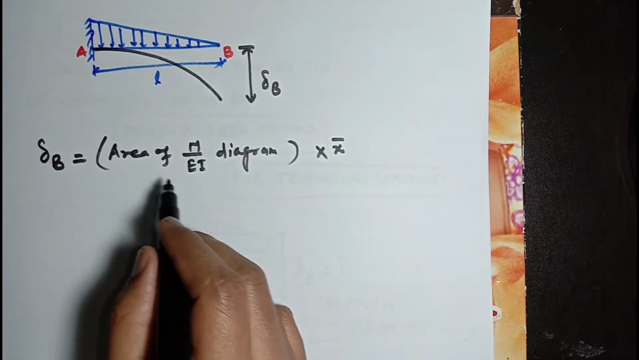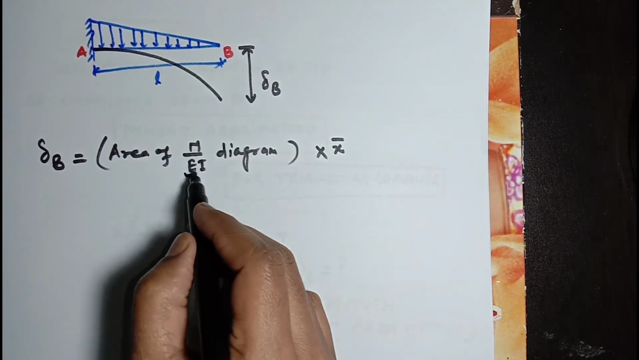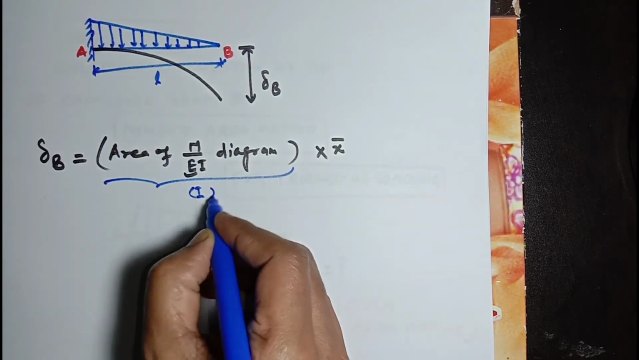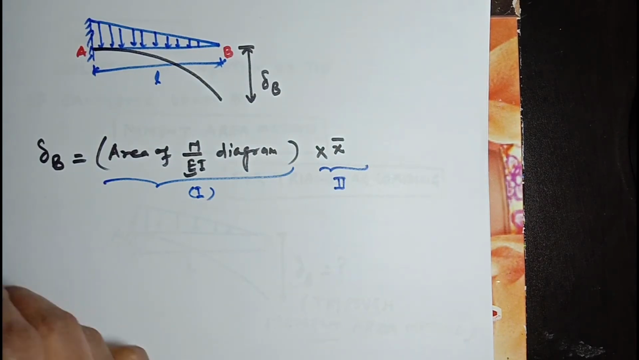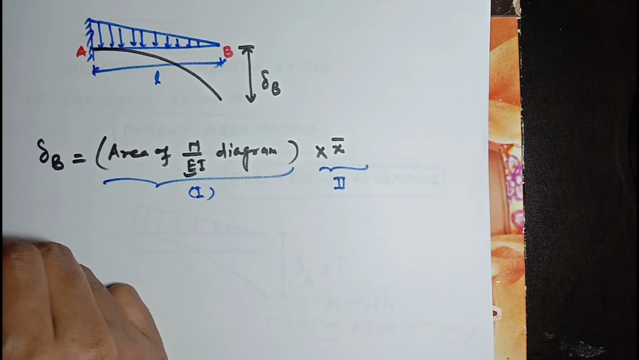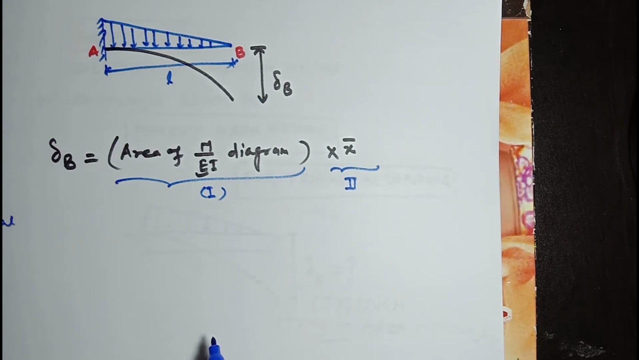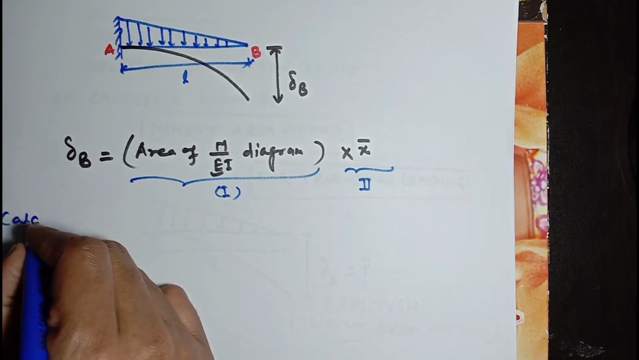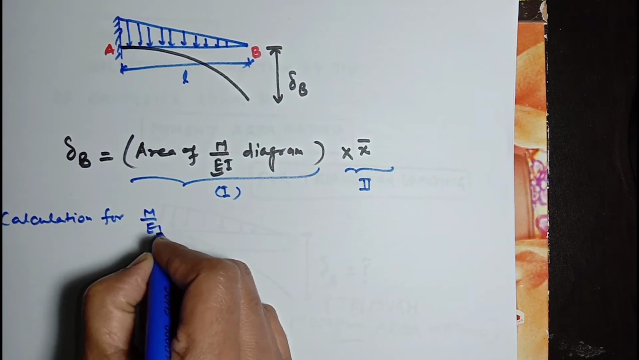Now we need to first find out the M over EI diagram. I mean the bending moment diagram will be divided by the constant value of EI, so that we will find the M over EI diagram. Now we will do the first part. This is the second part. Now calculation for the M over EI diagram.